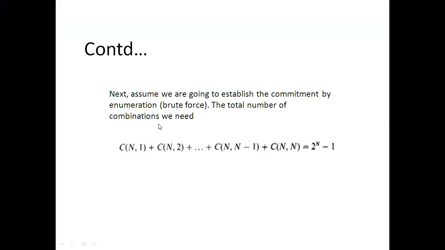So the total number of combinations that we need is C(n,1), n number of units, plus C(n,2), plus up to C(n,n-1), plus C(n,n), equal to 2 to the power n minus 1. We have already seen that for 3 units, the total number of combinations is 2 to the power 3 minus 1, equal to 7. So the total number of combinations in order to meet the load demands is 2 to the power n minus 1, where n is the total number of units.